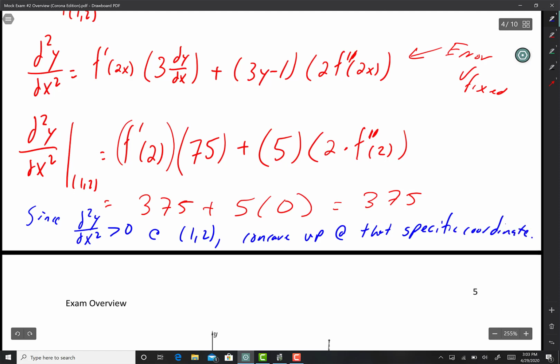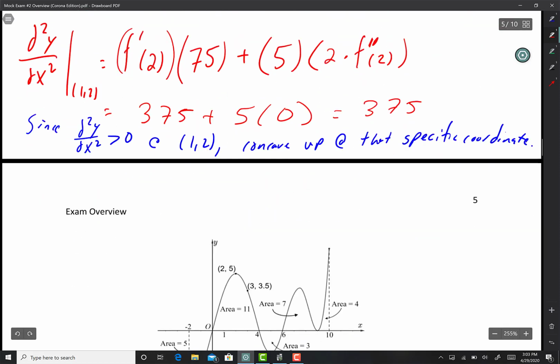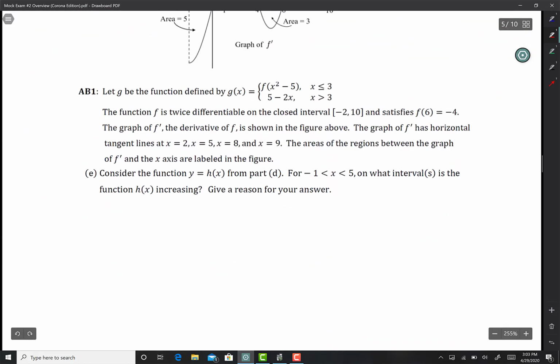I hope I didn't confuse you guys. I caught my own mistake because I knew something was up. It just looked weird because when I did the product rule, I'm not supposed to have two f primes. There's supposed to be one f prime and one that's the derivative of f prime. All right, let's keep going.